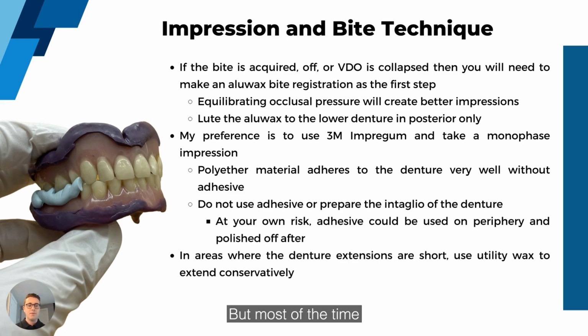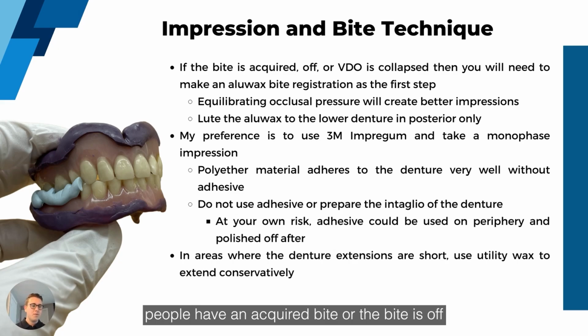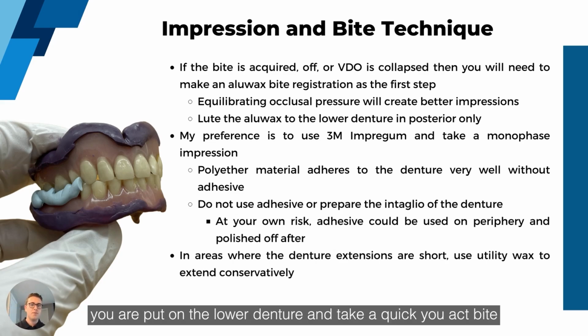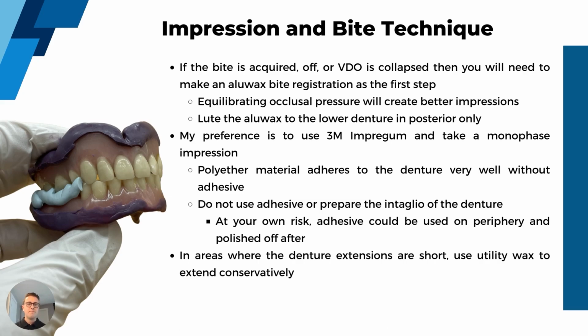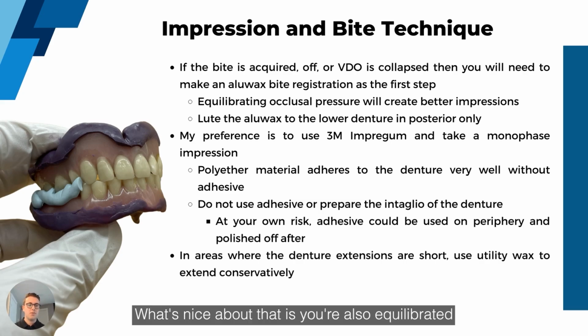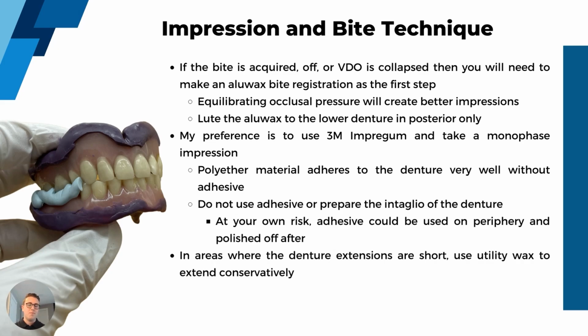But most of the time, people have an acquired bite, or the bite is off, or the vertical is collapsed. And in those cases, what I like to do is just heat up a couple little tabs of Aluwax, put it on the lower denture, and take a quick Aluwax bite. That'll always be my first step with 80 or 90% of these patients. What's nice about that is you're also equilibrating the occlusal pressure, and you'll be able to get a way nicer impression, with almost no effort.